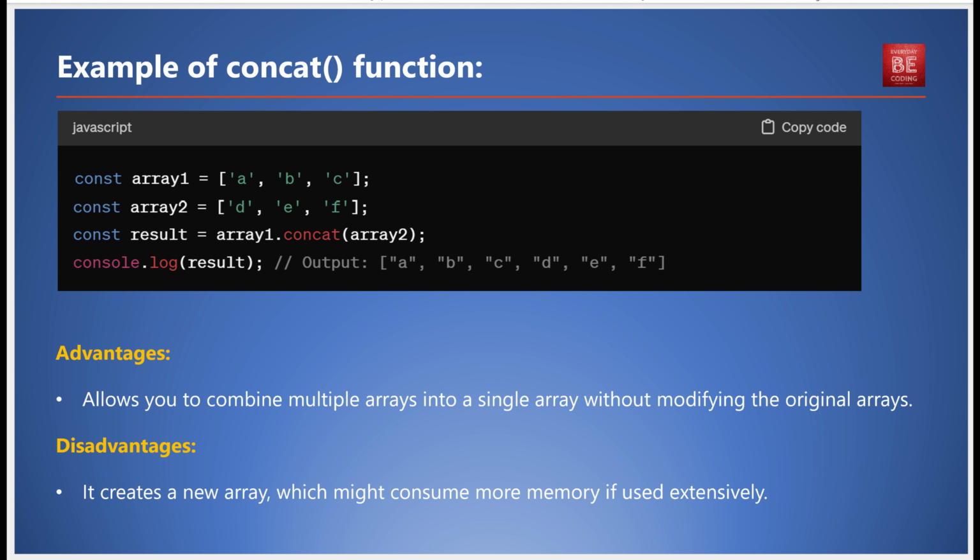Let's say you have 2 arrays, array1 with the elements A, B, and C, and array2 with the elements D, E, and F. To merge these two arrays, you would use the code const result = array1.concat(array2). The concat method is great for combining arrays without modifying the originals, but remember that it creates a new array, which might consume more memory if used extensively.